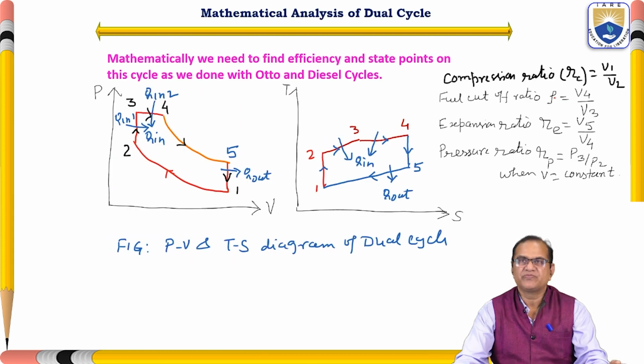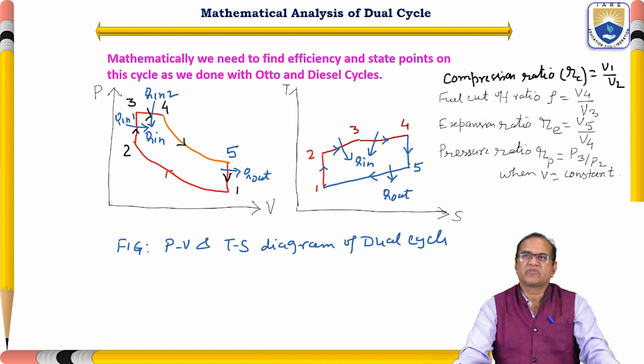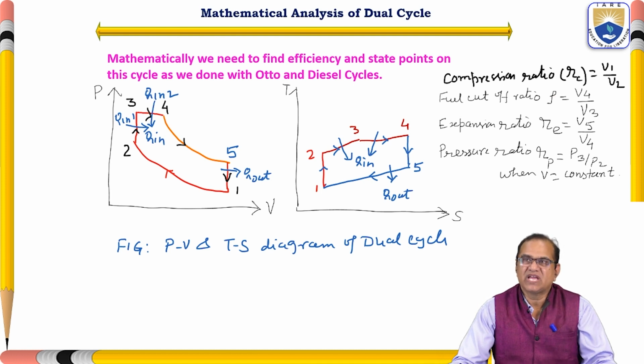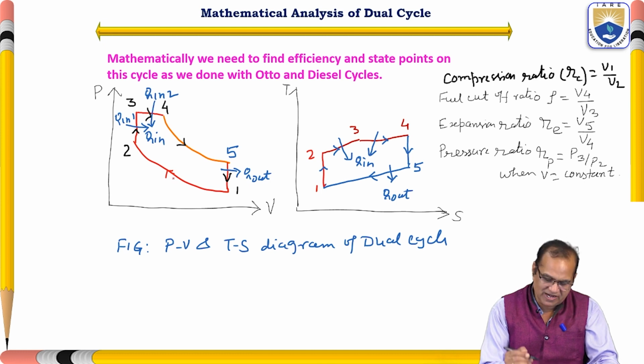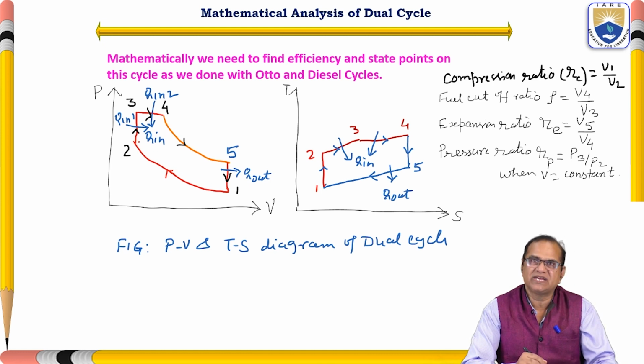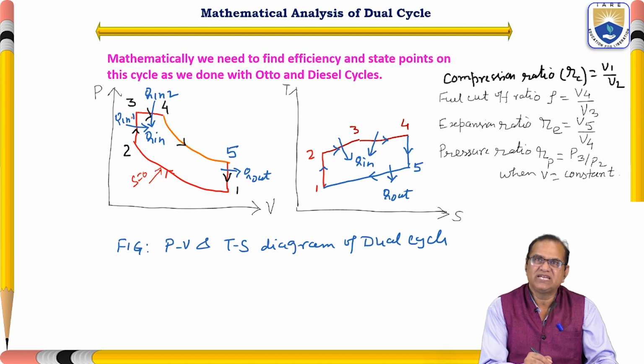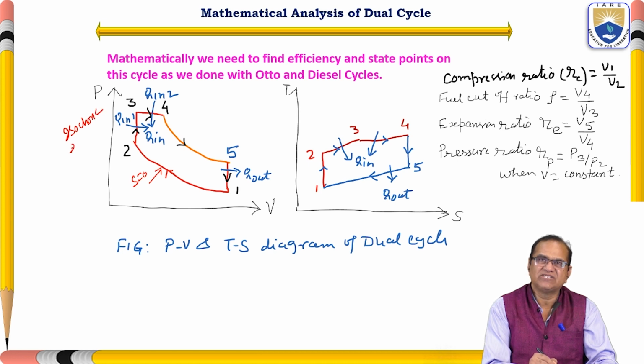So we will now be deriving the equations for the dual cycle, and we can see that mathematically we need to find the efficiency and state points on this cycle, as we have done for the Otto cycle and the diesel cycle. So here I have shown the PV and the TS diagram. First I will discuss the PV diagram. In the PV diagram, 1 to 2 is an isentropic compression, so S is equal to constant. From 2 to 3 it is an isochoric heat addition.